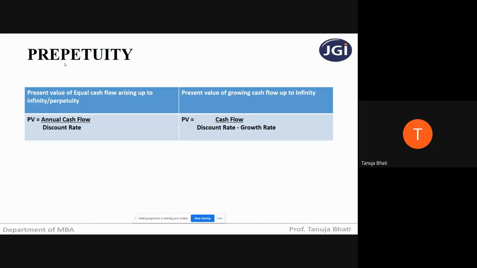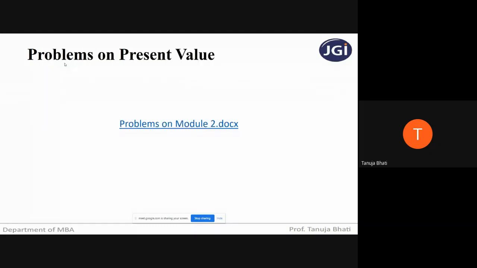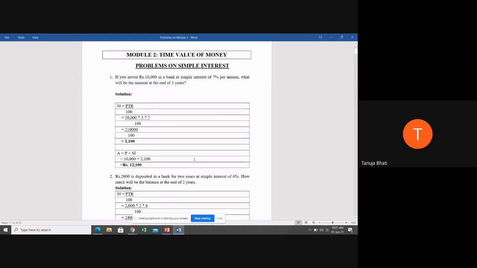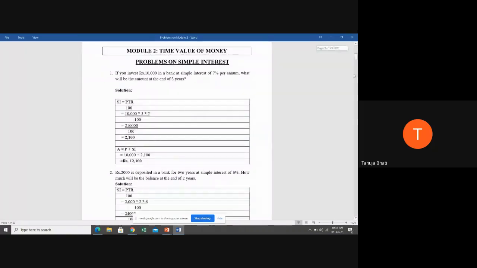Okay, very good. Now let us move ahead to problems on present value. We have seen what is present value. We have seen the different categories of present value and the different formulas of calculating present value. Now let us see a few problems on present value.